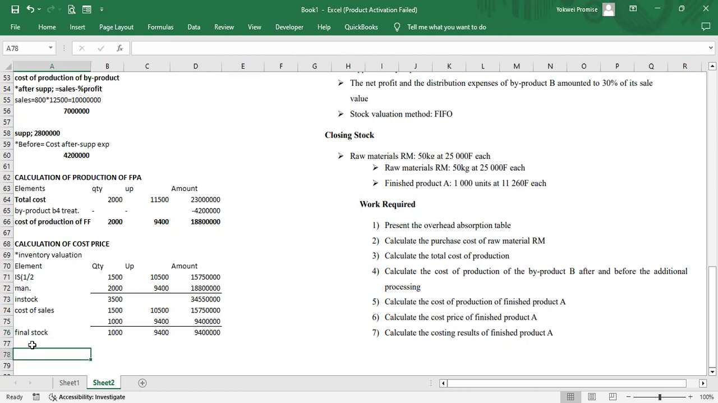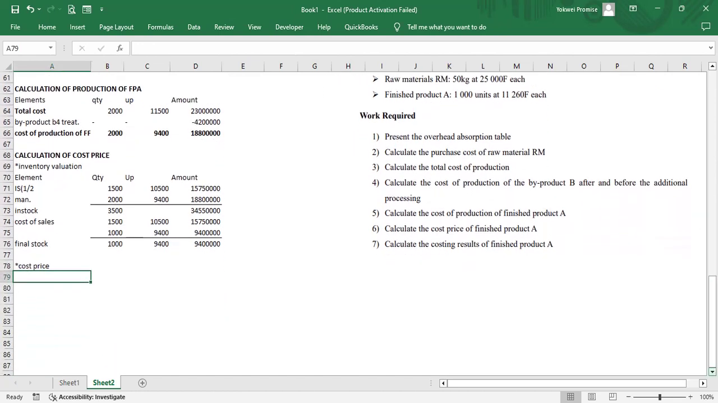So now the next thing will be our cost price proper. The costing result, the cost price of finished product A. So now we just did the inventory valuation, and it's left for us to determine the cost price. So we are going to have elements. Everywhere is just elements: quantity, unit price, and amount.